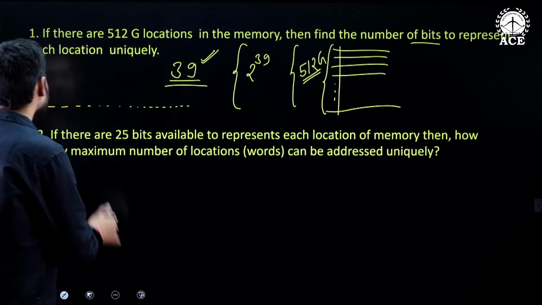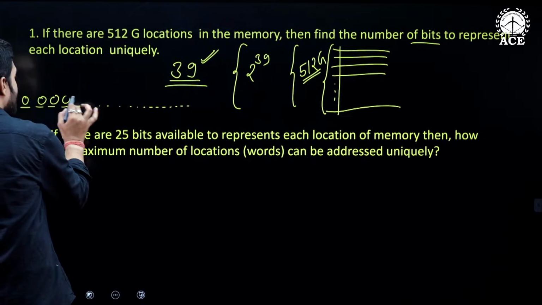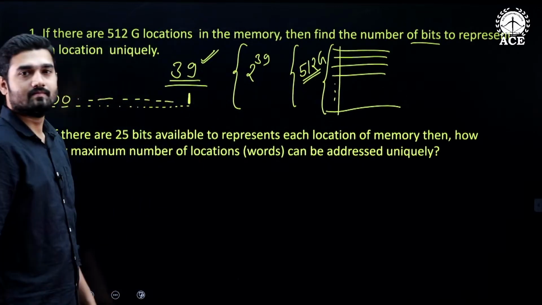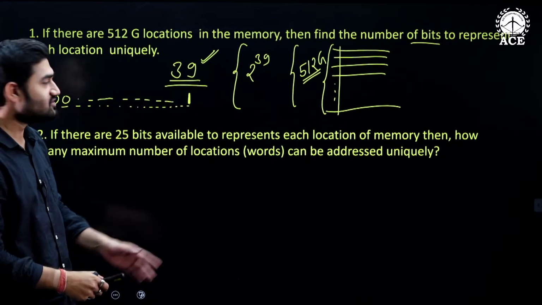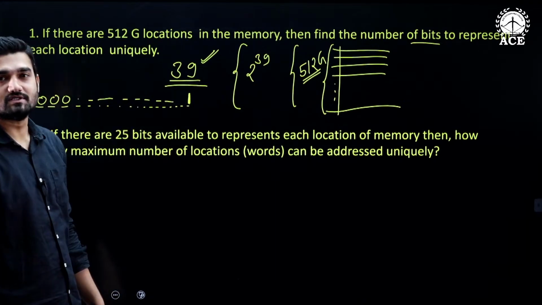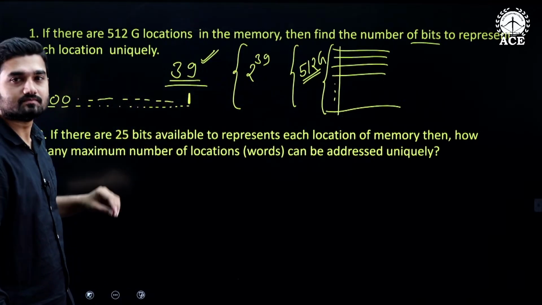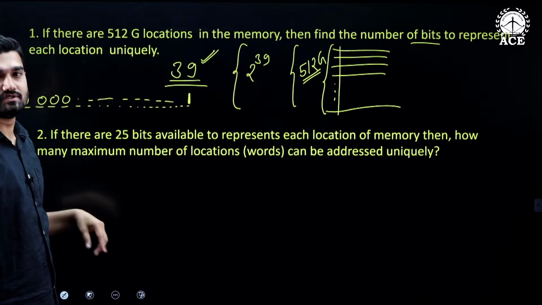You have to tell, man. You will say all 0s and the last bit 1. That means you are accessing the first location. In the 39 bits, you are accessing the first location. Yes or no? Now that means you understood the first question.